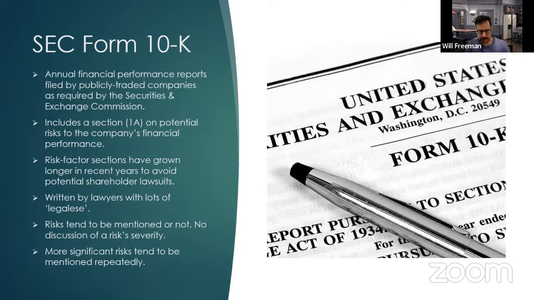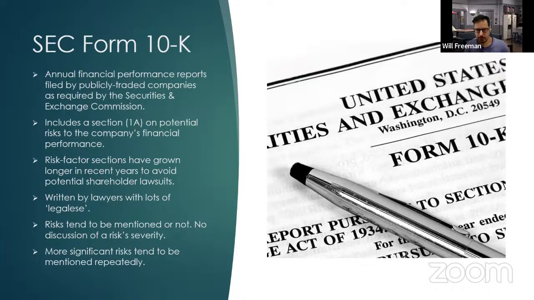In this case, section 1A, the second section of the report, is on the risks that the companies face. And these have gotten a lot larger of late because the companies are afraid of getting shareholders suing them for not putting out every possible risk they could ever face. So it's a very rich text to mine, but one of the problems is they just tend to mention risks or not mention them. They don't talk about the severity of them.